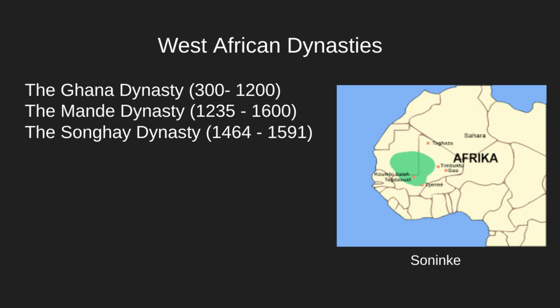And the nobles of these dynasties were the Soninke, who in the case of the Songhay were sometimes referred to as the Wakuri, and they were the nobles of all of these dynasties in effect. The Mande dynasty, as you can see here, dates from 1235 to 1600. The Songhay dynasty from 1464 to 1591.